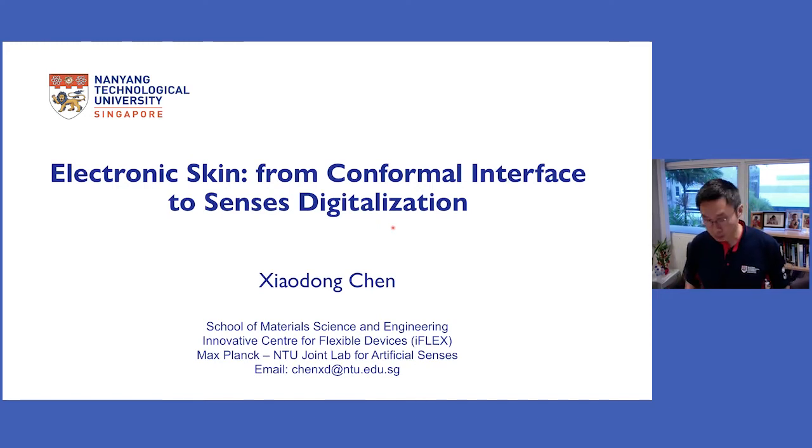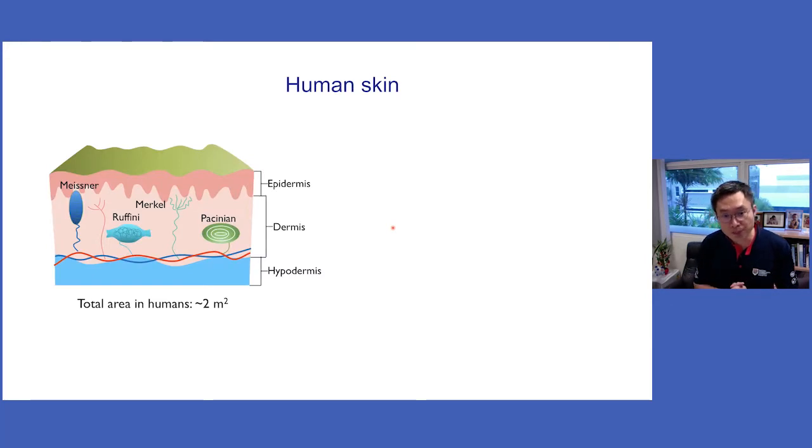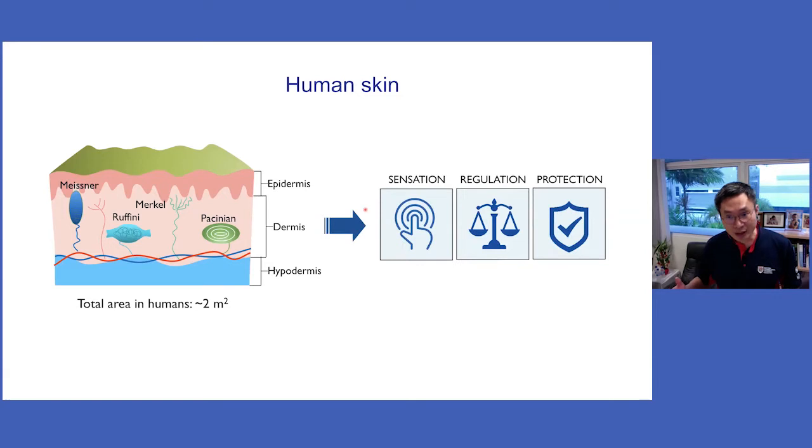Okay, human skin is very well known. It is the largest organ in our human system. In terms of total area, it is about 2 square meters. Simply put, the skin is one of the most important organ systems, and it functions in sensation, regulation, and protection.